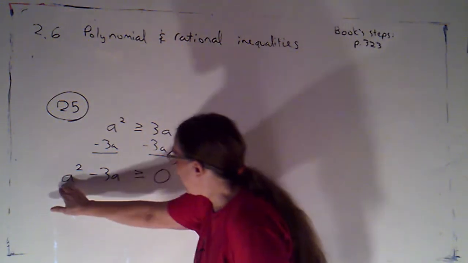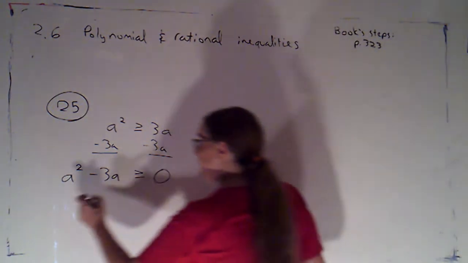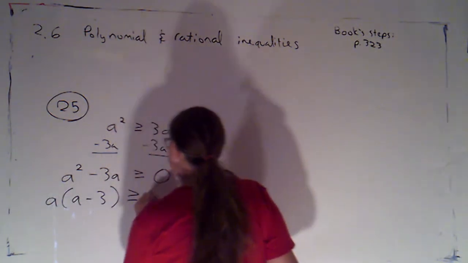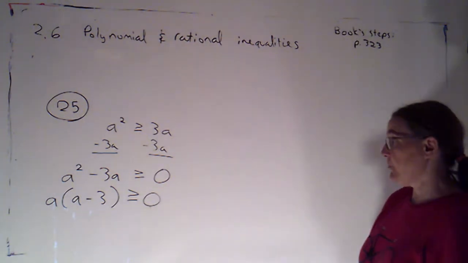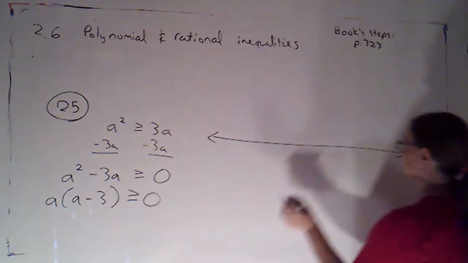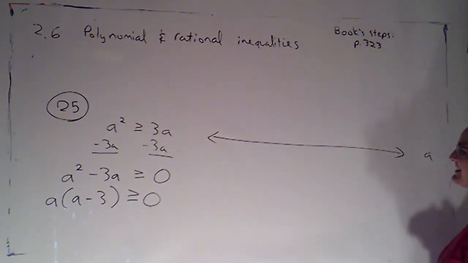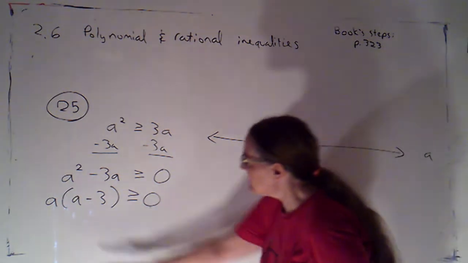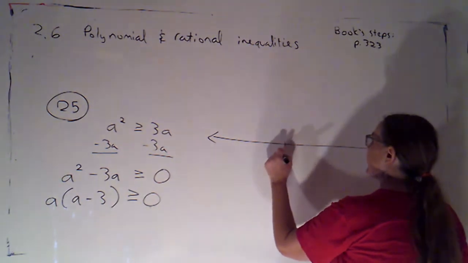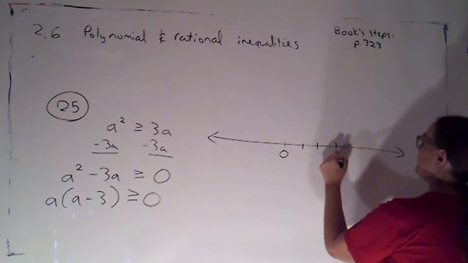All right, so now I want to get this left-hand side factored. Looks like I can pull out a greatest common factor of a. So we've got a times a minus 3 greater than or equal to 0. Once that's factored, I'm ready to draw a picture of my answer. This would basically be my a-axis rather than my x-axis. And I can see that the zeros of this polynomial would be 0. That's what makes that first factor 0. And 3. That's what makes that second factor 0.